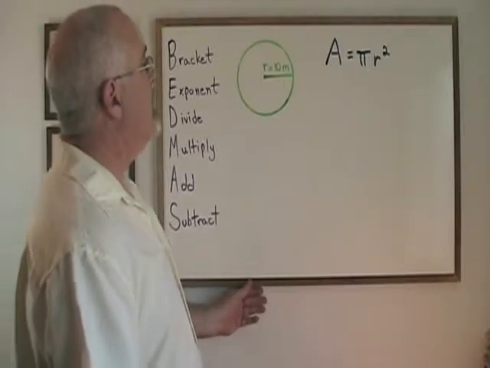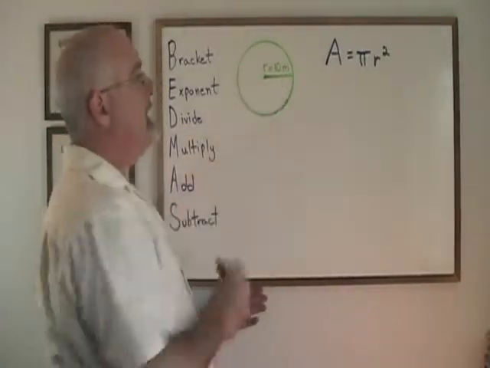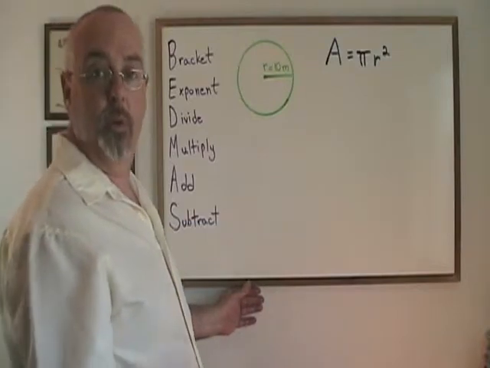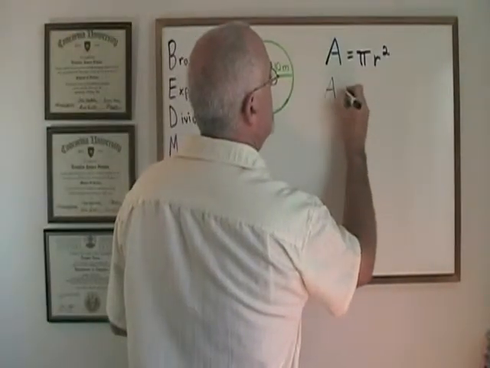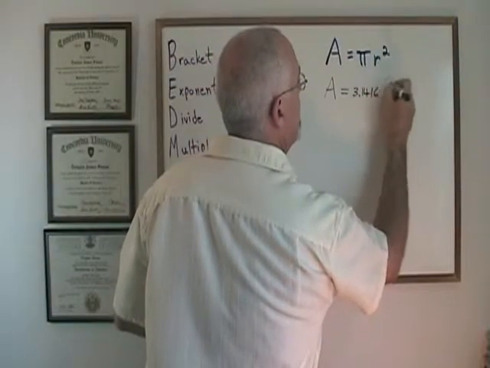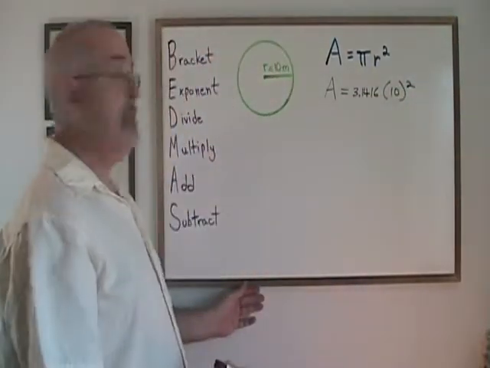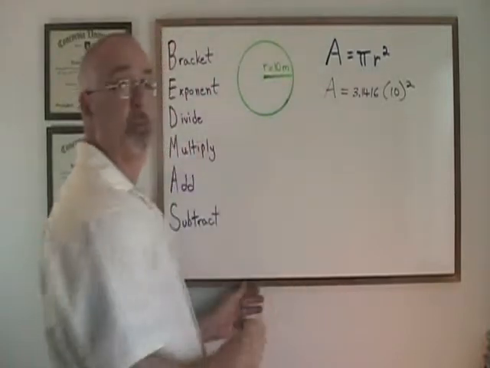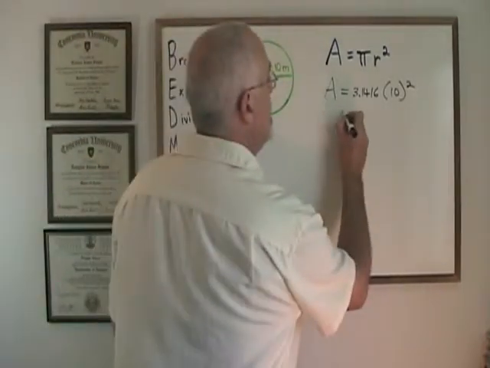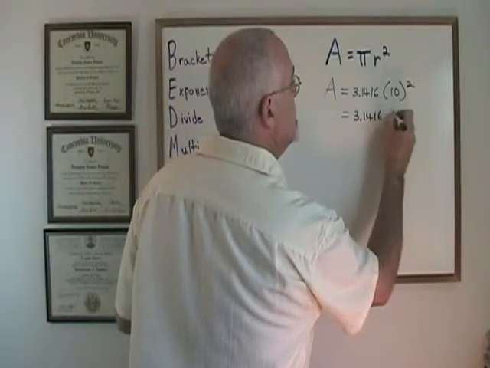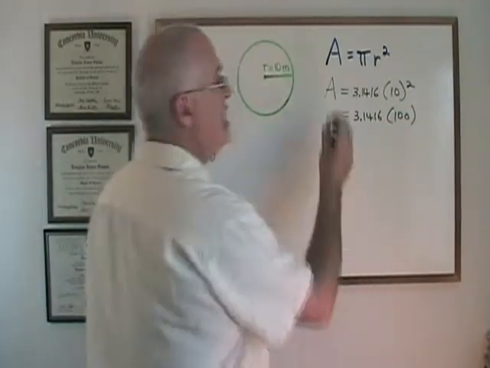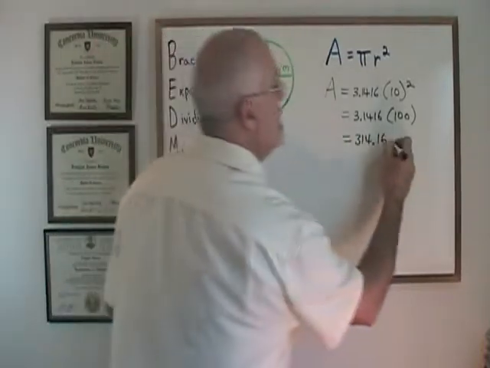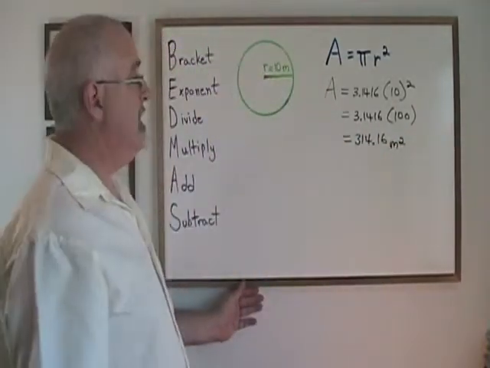In this example, I'm looking for the area of this circle, which has a radius of 10 meters. The area formula is area equals pi r squared, and we are using 3.1416 for pi. In BEDMAS, exponent happens before multiply. We have to square this 10 before we multiply it by the 3.1416. Therefore, we get 3.1416 times 100, and our answer for the area of this circle will be 314.16 meters squared, because area units are always squared.